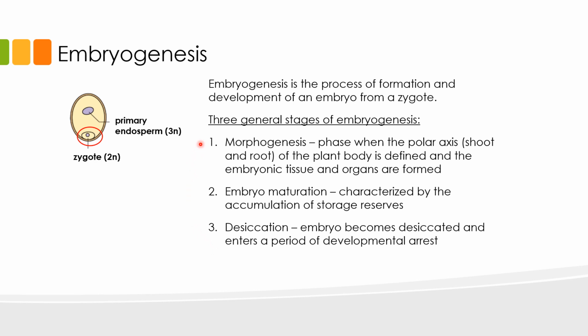Morphogenesis is the phase when the polar axis, meaning the shoot and root of the plant body, is defined. This is also when the embryonic tissue and organs are formed. Following morphogenesis is embryo maturation, which is characterized by the accumulation of storage reserves. Finally, the embryo undergoes a controlled process of desiccation, or drying, and enters a period of developmental arrest.